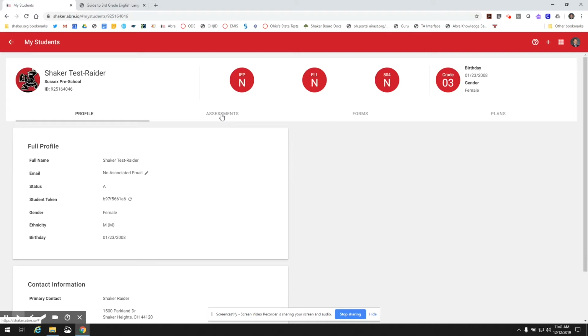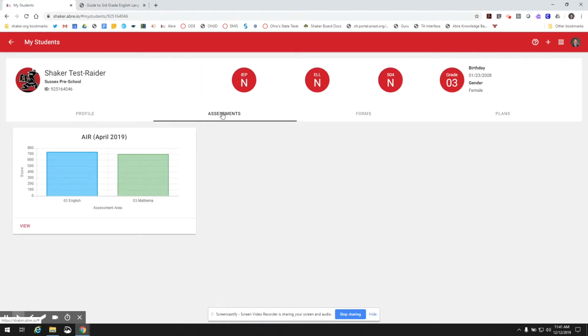From here, I'm going to click on the Assessments tab, and here, in a typical student, I'll see two types of assessments that show up. I'll see the bar graph of AIR scores, and if it's a third grader, I'll see only English Language Arts. Then on the other side, I'll see a line graph of MAP scores in both English Language Arts or reading and math.